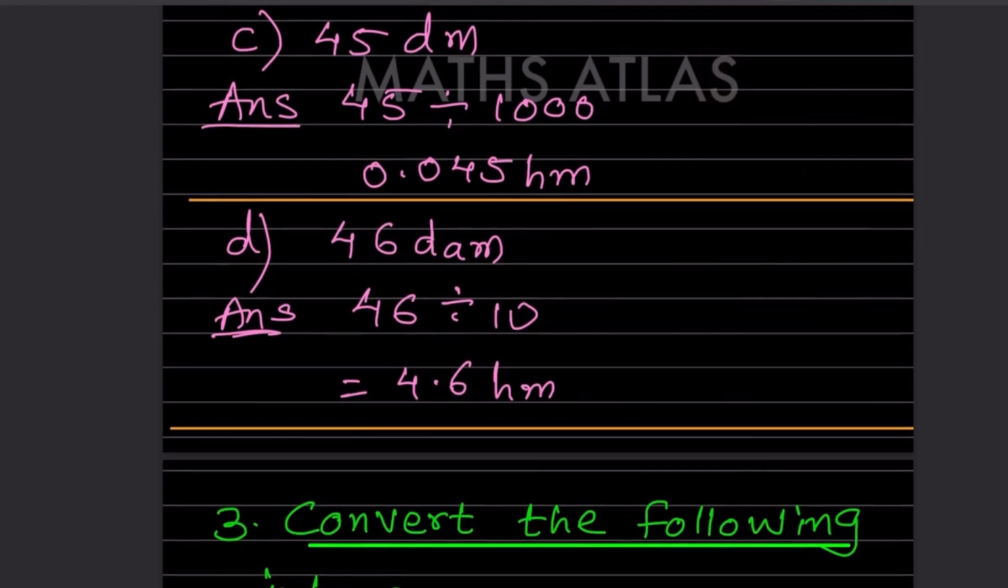Again, you are going to divide this by 10. 46 divided by 10. So here what will it be? You will write 46. You are going to go backwards 1. So that is going to be 4.6.